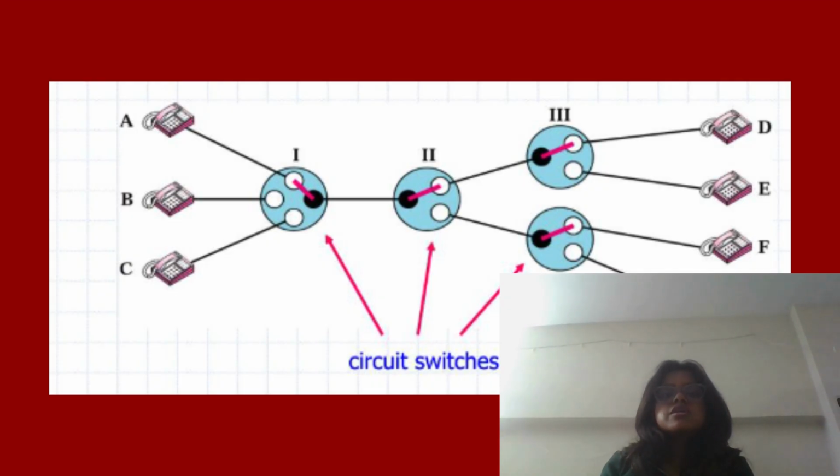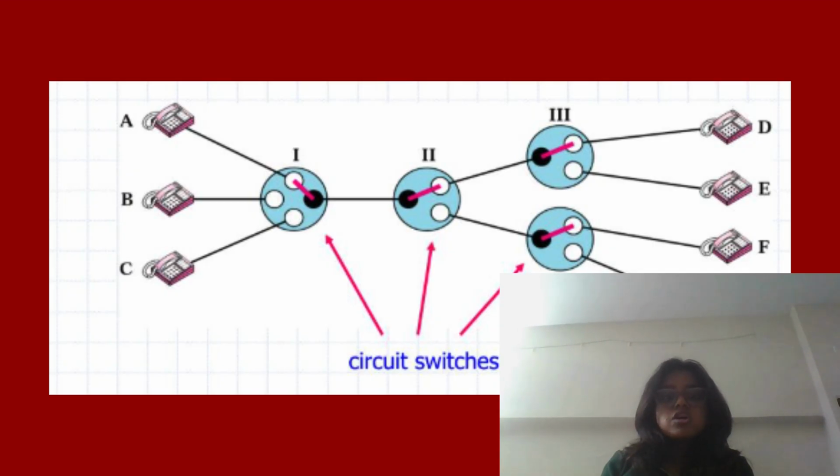However, circuit switching has serious limitations. Number one, inefficient resource usage. Even when no one is talking, the path is reserved. Number two, setup delay. Communication cannot start instantly. Number three, poor scalability. Not suitable for large data networks. Because of their drawbacks, newer techniques were developed.